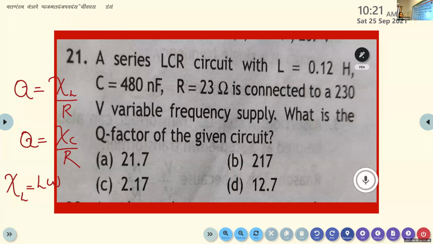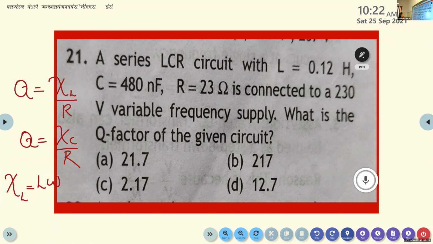A series LCR circuit with L equal to 0.12 Henry, C equal to 480 nanofarad, R equal to 23 ohm is connected to a 230 volt variable frequency supply. What's the Q factor of the given circuit? So here we can use either of these two equations, chi L by R or chi C by R. But here chi L and chi C are not given. We want to calculate it first.